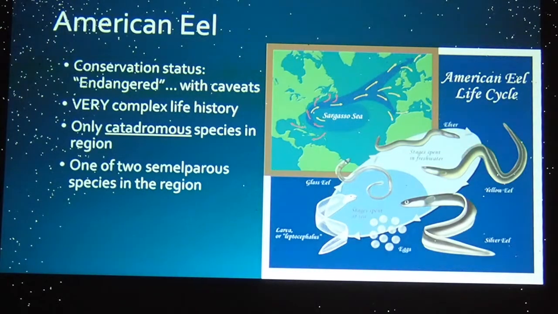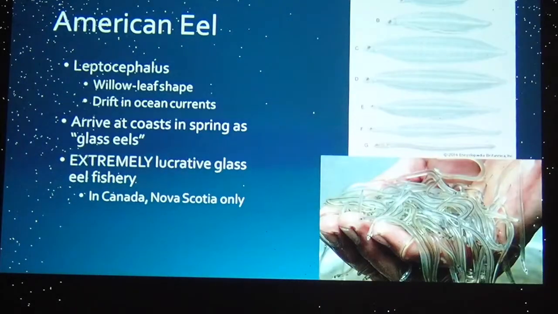bits of eel sushi. They're one of the only two semelparous species in the region, meaning when they eventually do spawn, they end up dying. So when they go out to the Sargasso Sea, they don't come back and re-enter our rivers anymore. They go out to the sea, spawn, and then they die. I'll talk about another one of those species in a little bit.